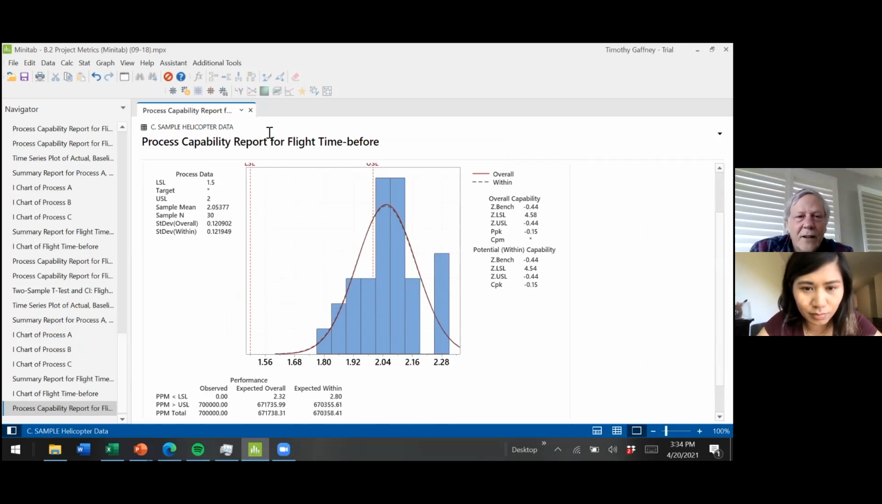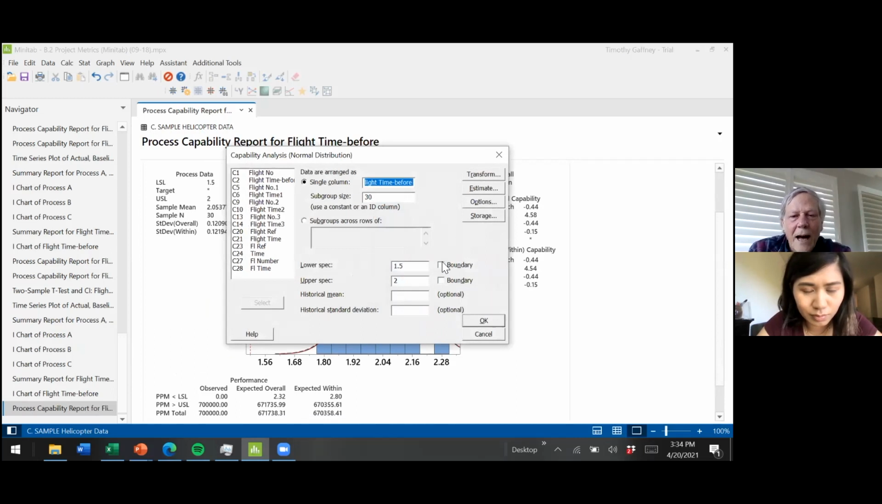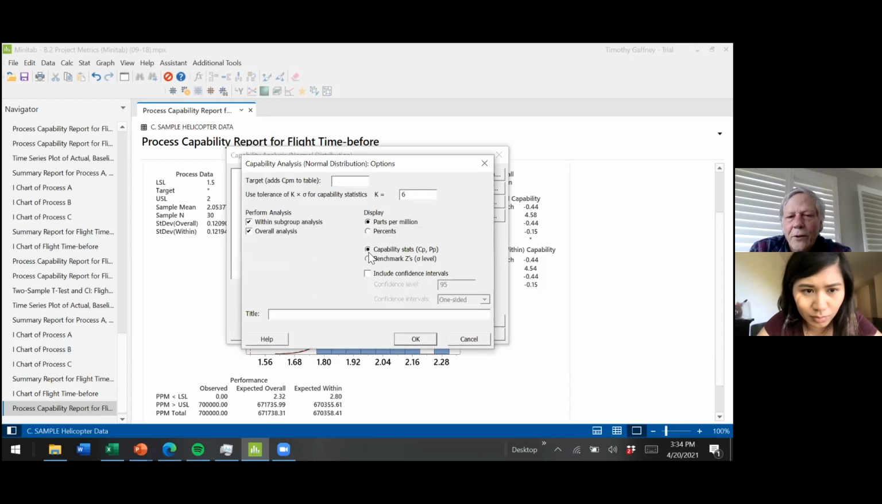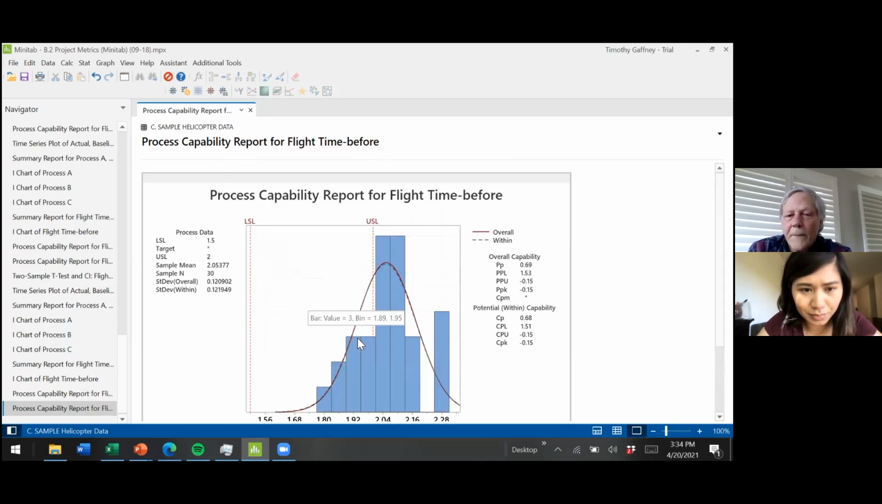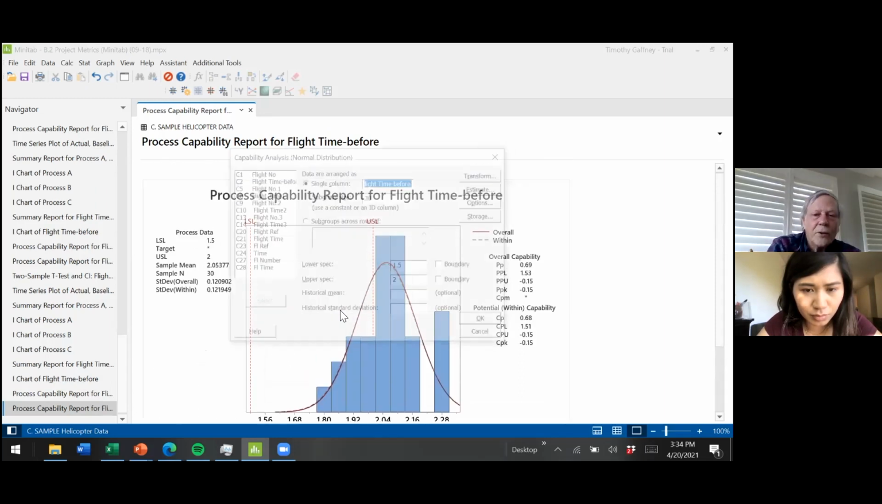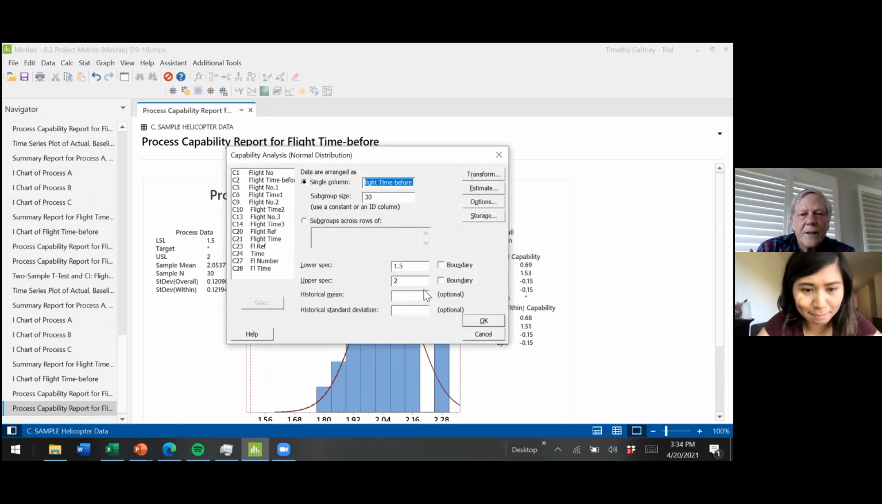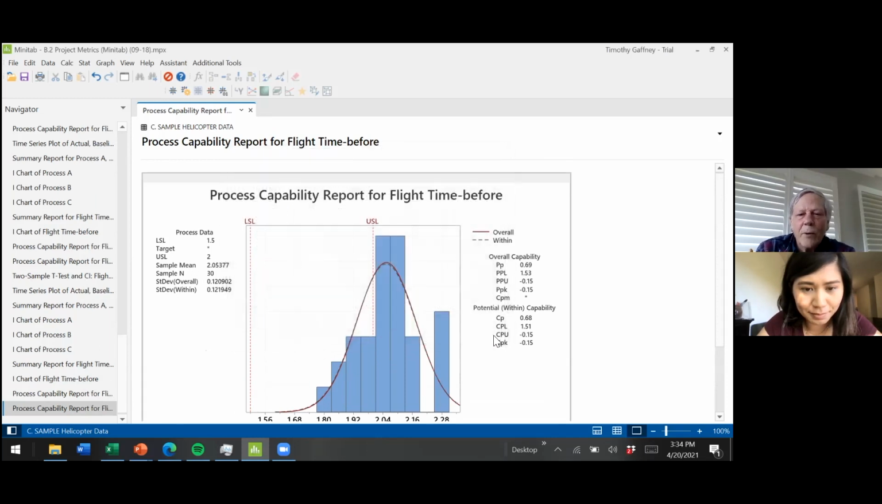Now, in this case, let me just check something here. There's a toggle under the options for the capability analysis, where you can look at either just the capability stats, the CPs, the CPKs, the PPs, PPKs, et cetera, or you can look at the benchmark Zs. First, we're going to just look at the capability stats. We can also run a couple of additional ones. That's all we want to do.